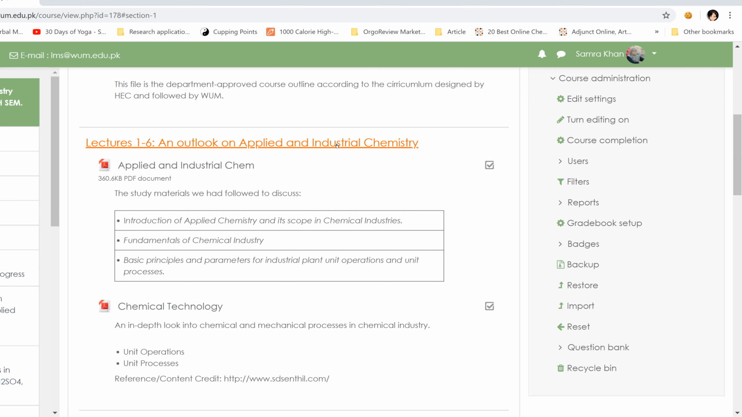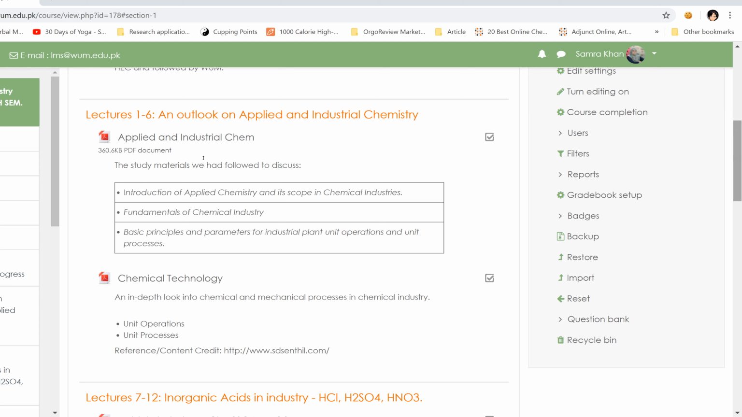So what we had done was that we had an in-depth look into applied and industrial chemistry, its causes, the factors related to it, the future, the past, and all the perspectives related to that, and how various basic principles and parameters are practiced, observed, and taken care of during the industrial processes.